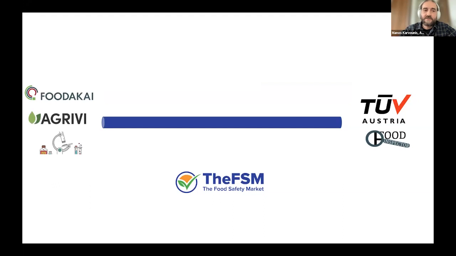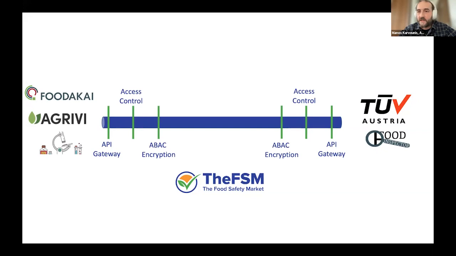But maybe the client is already using some digital tools like FoodAkai or Agrivi, or some of this information is already in some of the laboratories that the client is using for their certificates of analysis or their lab tests. What the FSM is offering is a way to connect these disparate systems, okay? So you have an API gateway that you can very easily connect your particular application to. You have access control, encryption, and all other security measures offered by our platform.